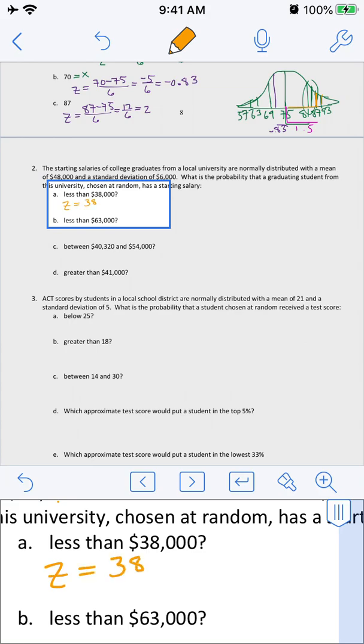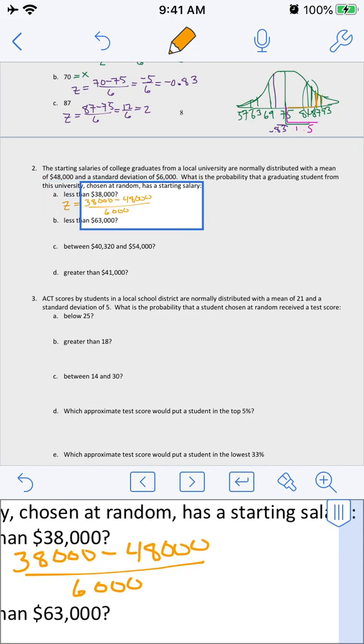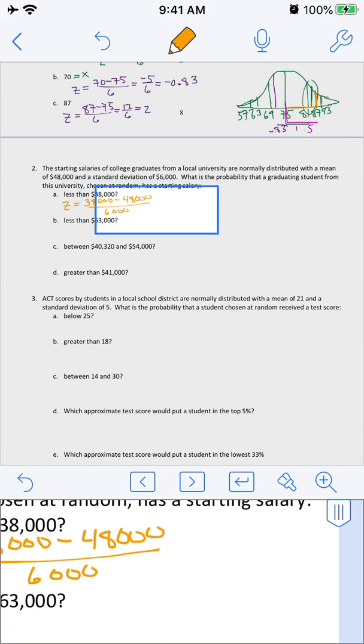So value, 38,000, minus mean over sigma. Careful not to mix those first two up. I know it's tempting to go the other way. But remember, 38,000 is less than the mean, so this should end up being less than. This should be a negative number. It's less than the mean. So I plug that in.